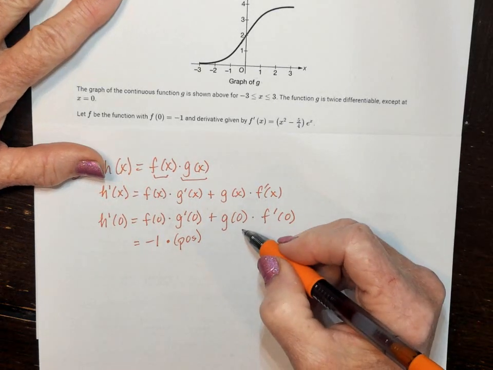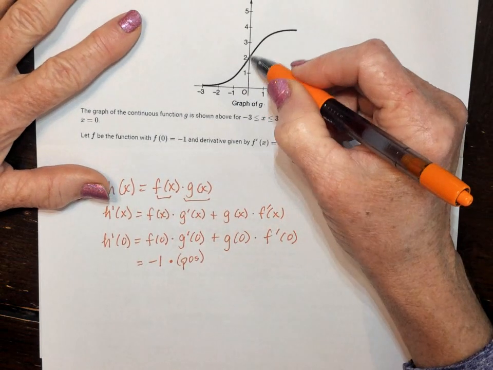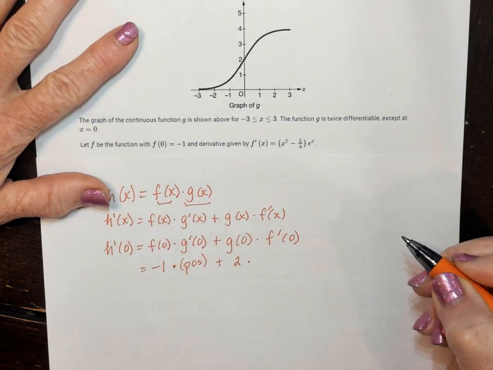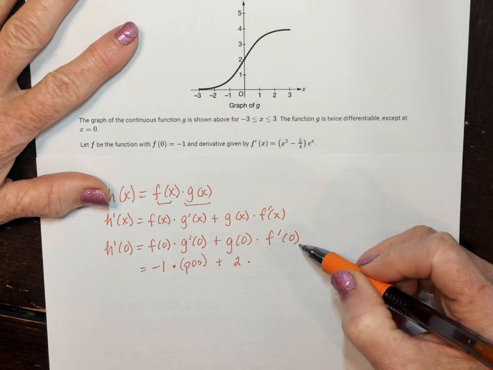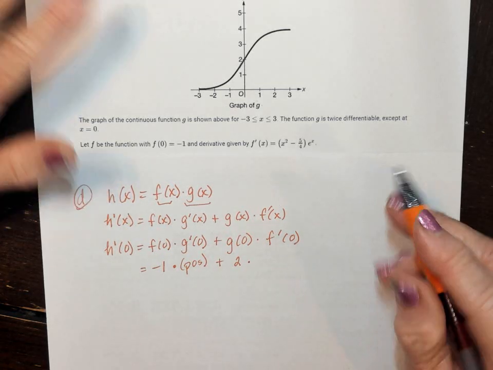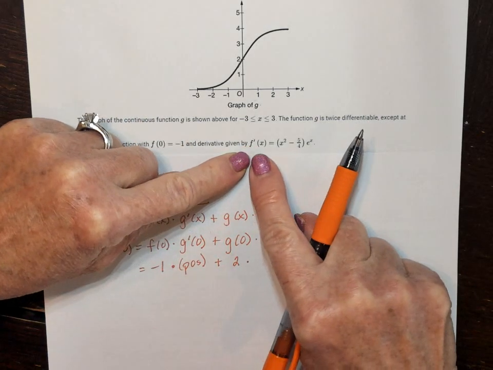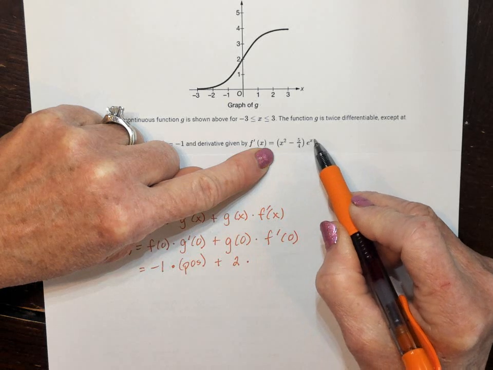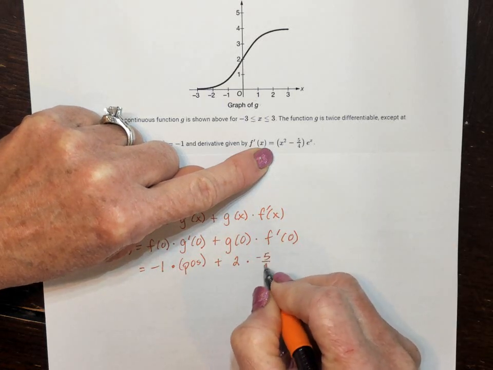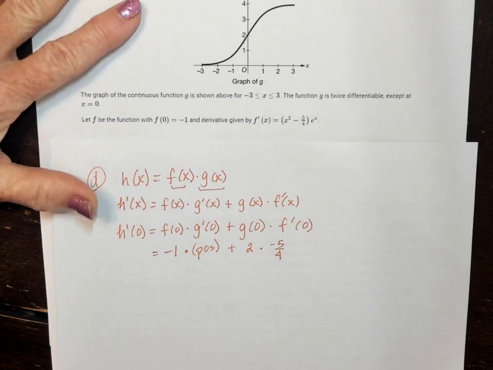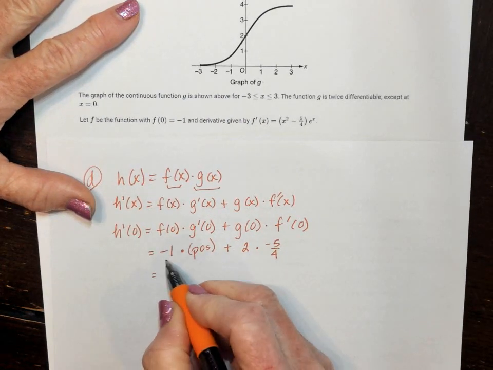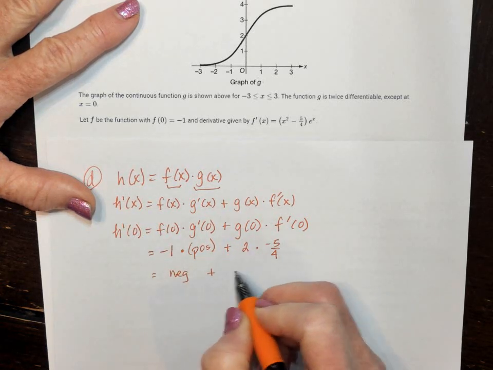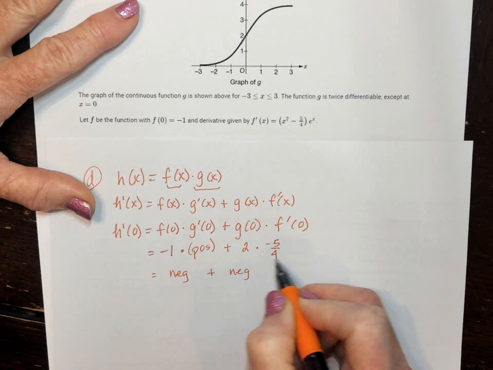All right, how about G of 0? G of 0, we can read, that's 2 times f prime at 0. All right, f prime is right here. If we plug in a 0, we're going to get negative 5/4 times e to the 0, which is 1. So this is negative 5/4. And when we try and figure out what's going on here, this is going to be a negative number plus a negative number, whatever that turns out to be.